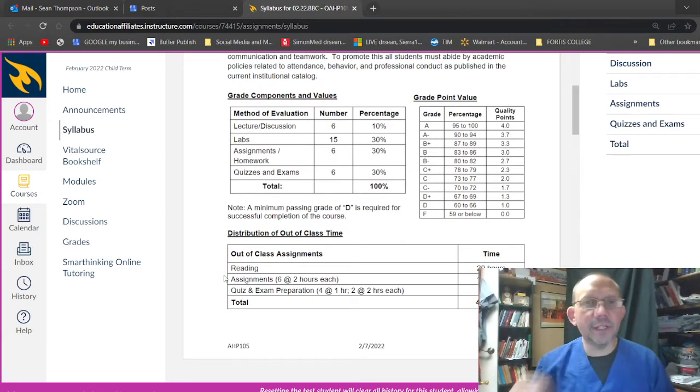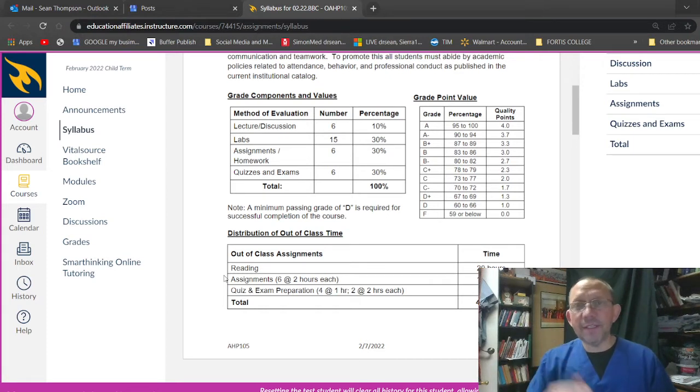Looks like there's 6 lectures. That's every week. We get 10%. Labs, there's 15 of those. That's 30%. Assignments and homework, there's 6 of those. Another 30% of your grade. Quizzes and exams, 30% of your grade. So look at labs, assignments, and quizzes and exams, 30, 60, 90% right there, okay?